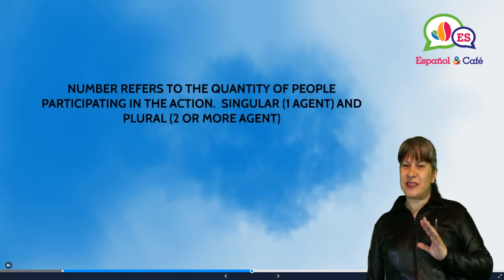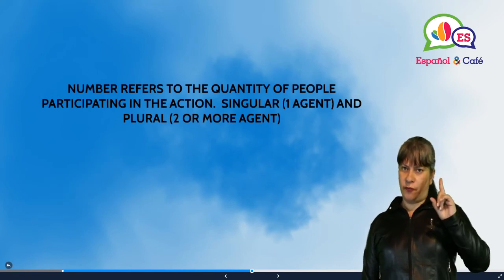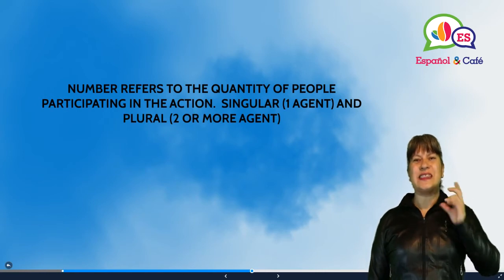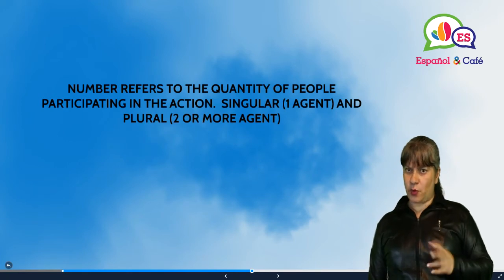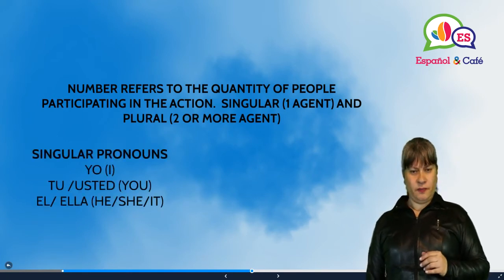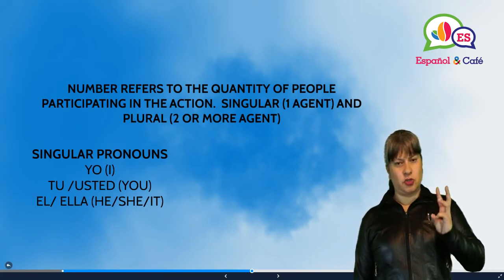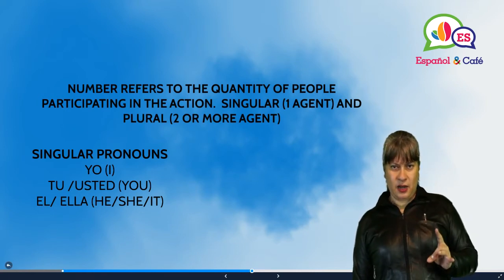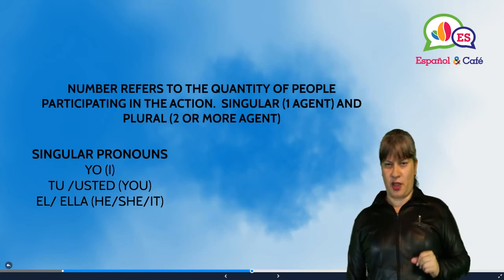The second aspect we have to take into account in relation with the personal pronouns is number. Number refers to the quantity of persons we are talking about. If you are talking of one agent, we talk about singular, and if you are talking about two or more agents, we are talking in plural. Okay? In Spanish, for singular, we have the pronouns yo, tú, él, ella.